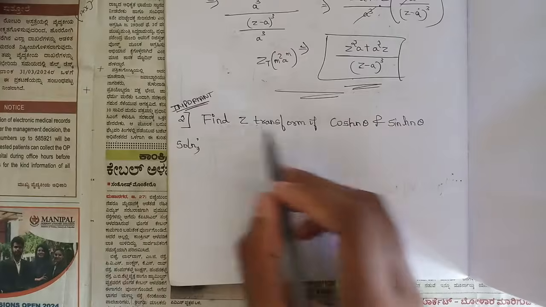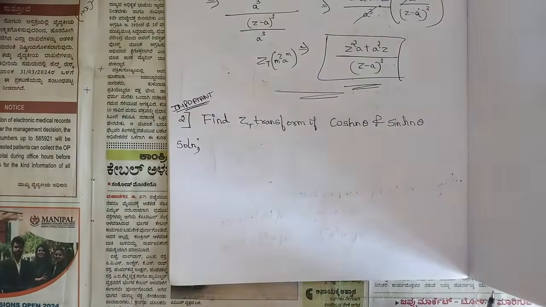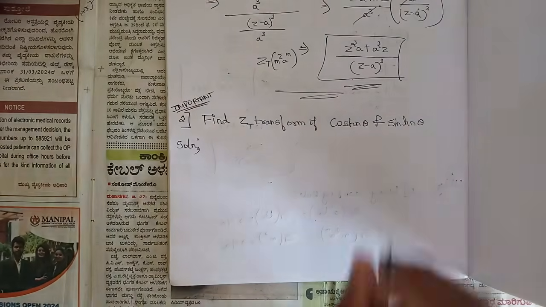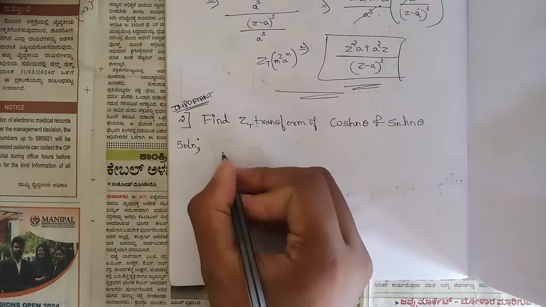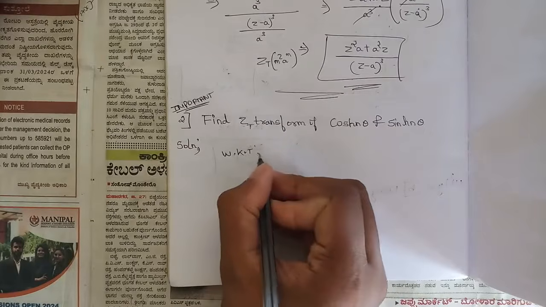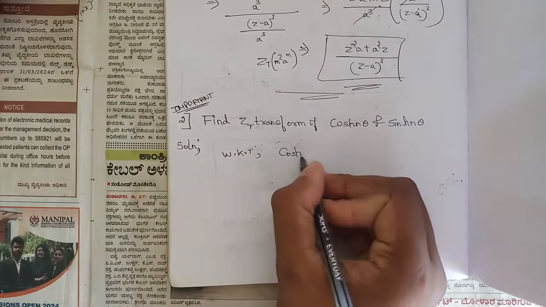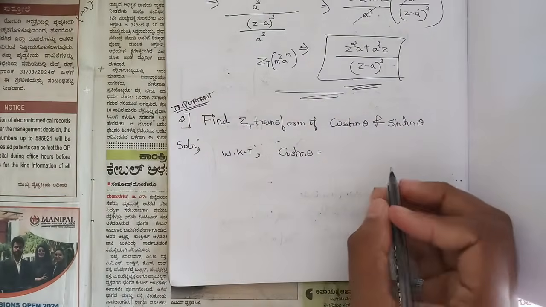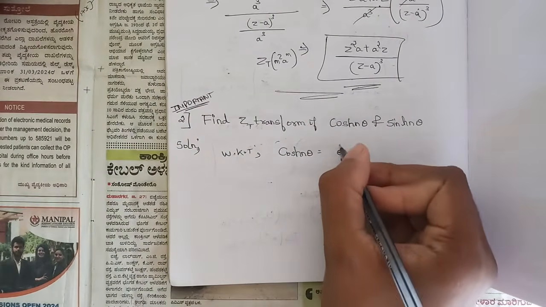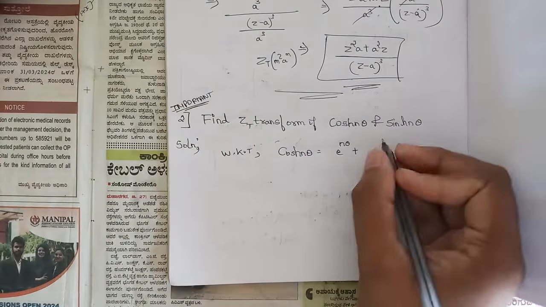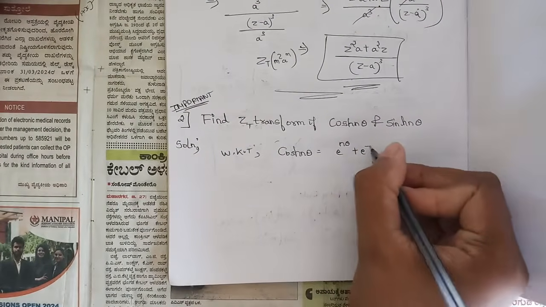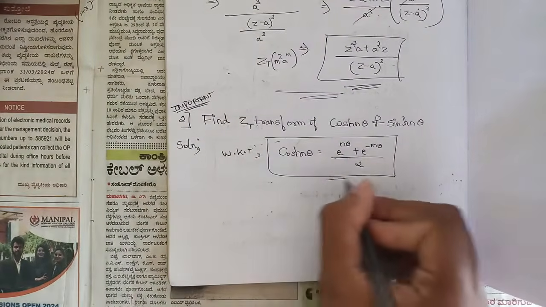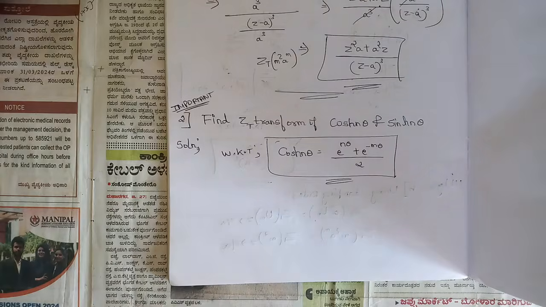In order to find the Z transform of these functions, we need to know the values for cos hyperbolic and sin hyperbolic functions. So first we'll write that. Some of you might know it. The cos h n theta is given by e to the power n theta plus e to the power minus n theta divided by 2. Please put this in a box. This is a very important formula.